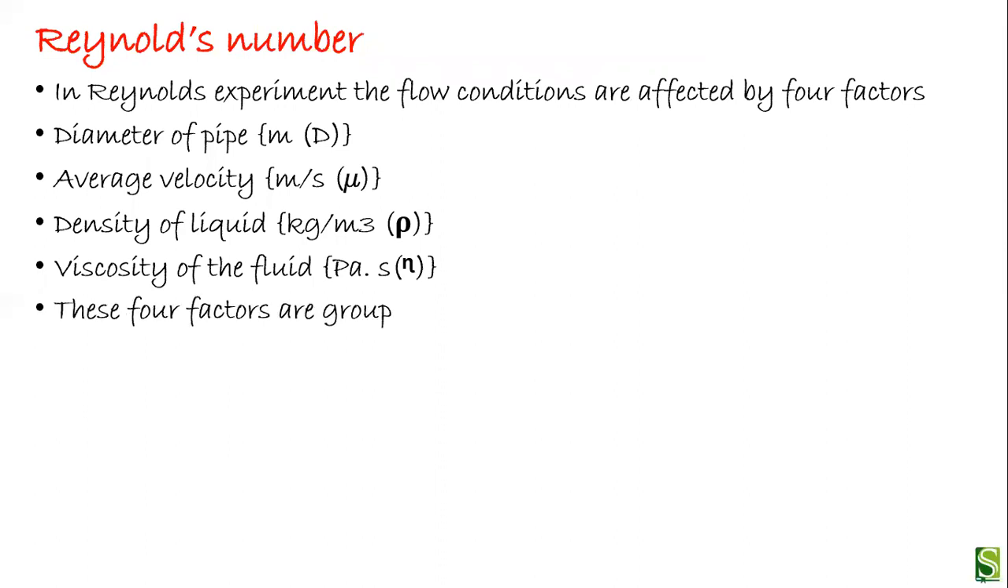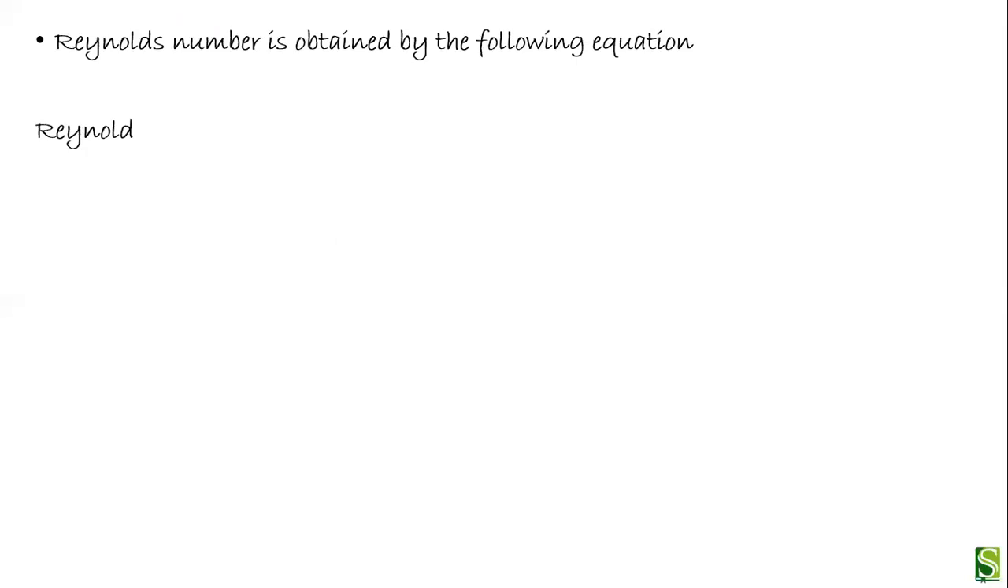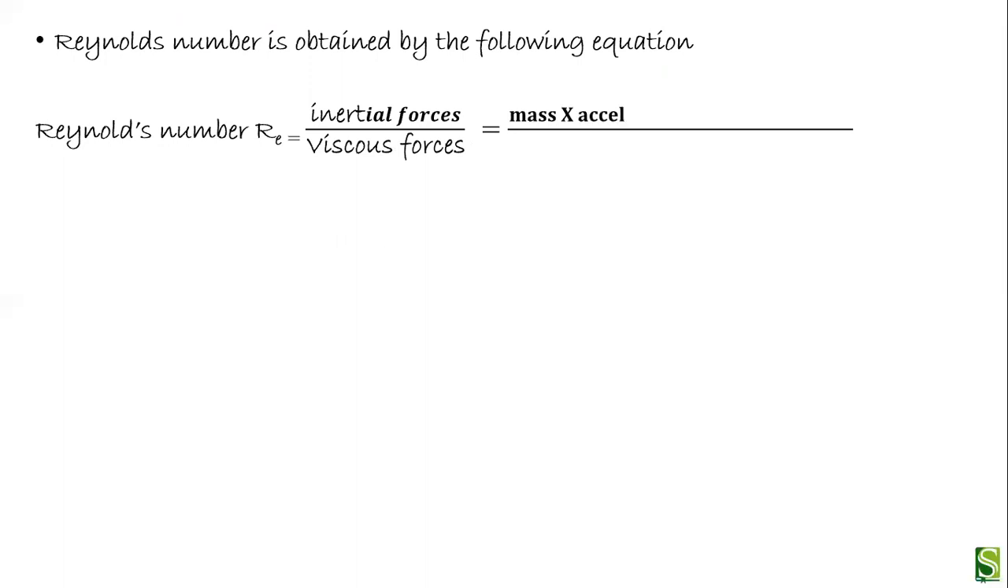Okay, so these four factors are grouped into an expression, and that is called the expression for the Reynolds number. It is given as Re = d u rho upon viscosity. So the Reynolds number is obtained by the following equation. We can say Reynolds number is equal to inertial forces upon viscous forces. Now what is inertial force? Inertial force is nothing but mass into acceleration of the liquid flowing.